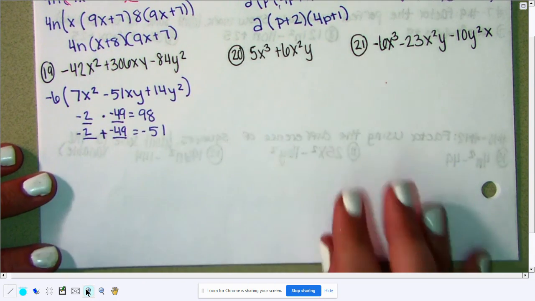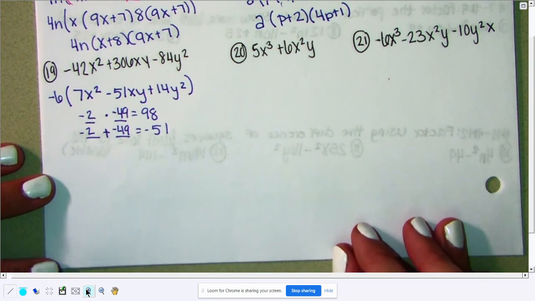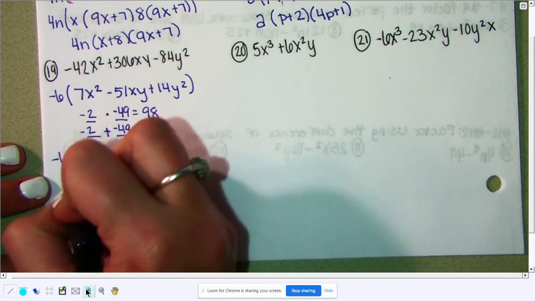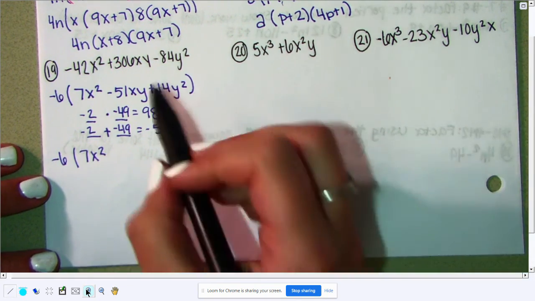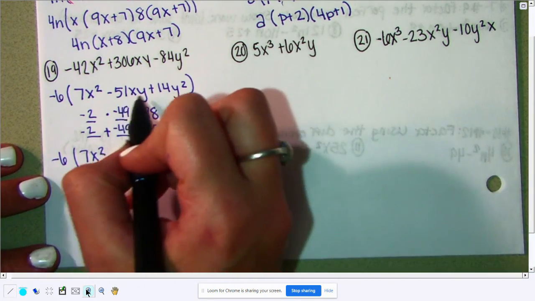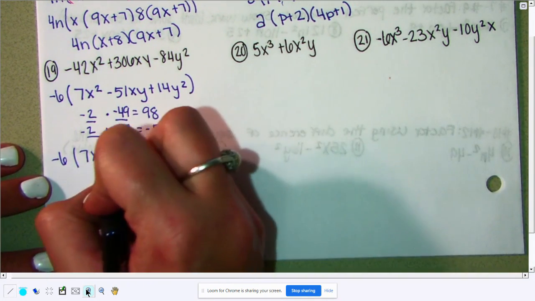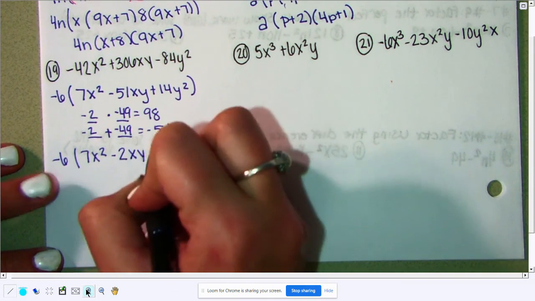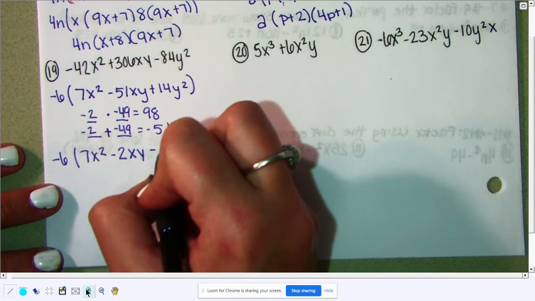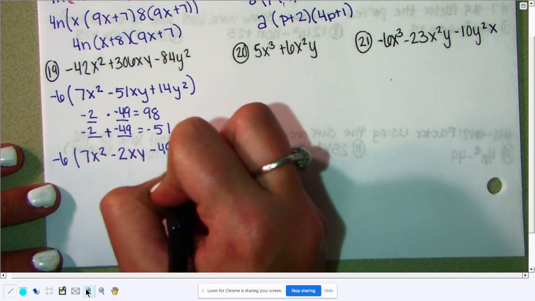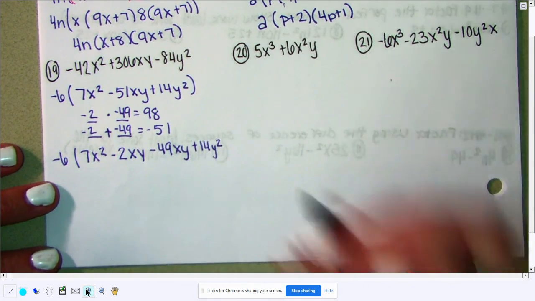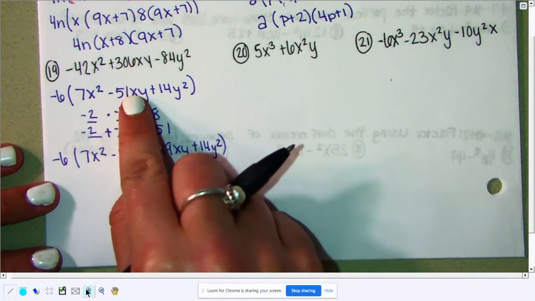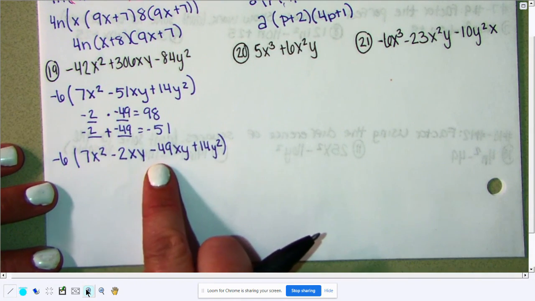Finding the factors is honestly just trial and error. The negative 6 along for the ride, 7x squared. Now this is where it gets a little weird. Normally we just write one variable, but we're breaking up the xy, which means I need to do it this way. Negative 2xy minus 49xy plus 14y squared. Okay, mathematically, we just unsimplified negative 51xy.